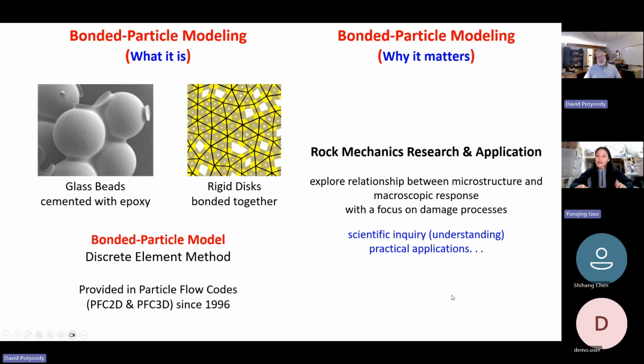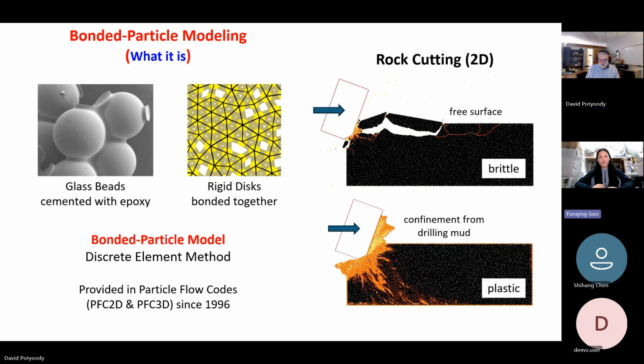Again, people are using it for two things. For research, that's where I say scientific inquiry, trying to better understand things. So that previous model by Martin Schöpfer, there's all sorts of journal papers he's written of that and similar things, gaining deeper insight into the behavior of rock. And there's also practical applications. Now, here's an example of a practical application. This is rock cutting. Do you know anything about rock cutting?